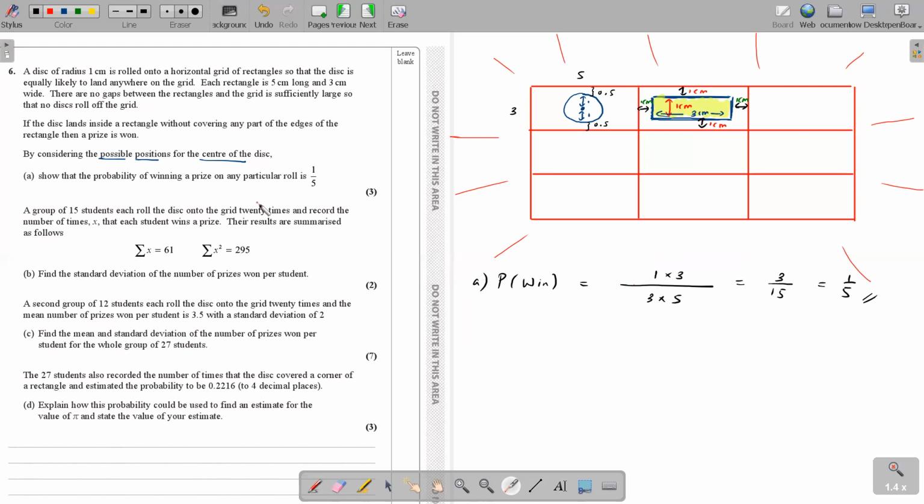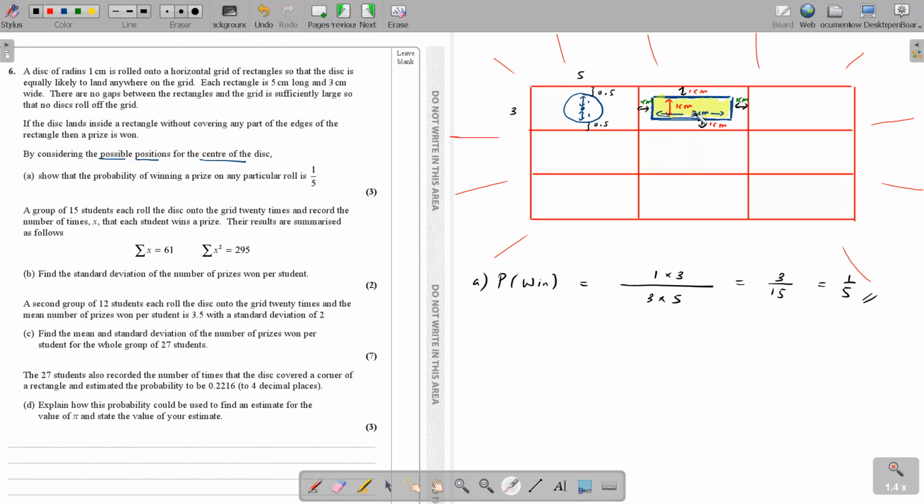Either you need to show it in your diagram or you have to mention it, because it's 3 marks. They want the method and you need to say the method. So either your method should be shown by doing this 1 by 3, or you should say the center of the disc must be at least 1 centimeter from the side of the rectangle. Some kind of a figure or some kind of a statement should be there.